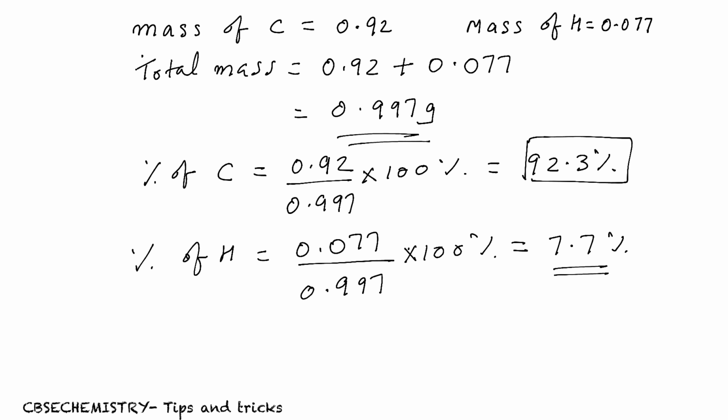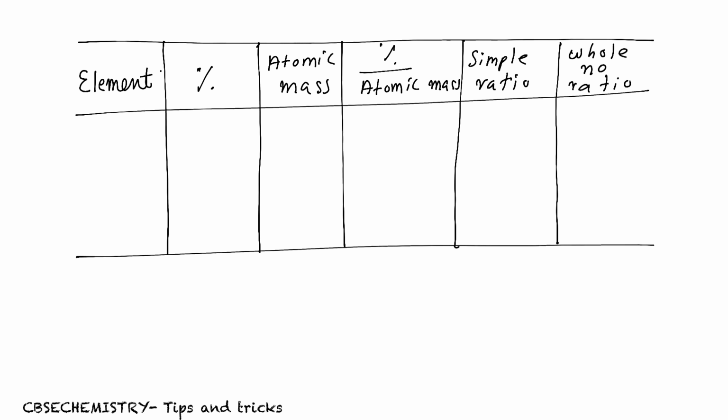Now we can find the empirical formula directly. For finding the empirical formula, you have to draw a table like this. First column element, second percentage composition, third one atomic mass, fourth column percentage by atomic mass, fifth one is simple ratio, and last one is whole number ratio. Which are the elements? Carbon, hydrogen. The percentage of carbon is 92.3, and for hydrogen it is 7.7.